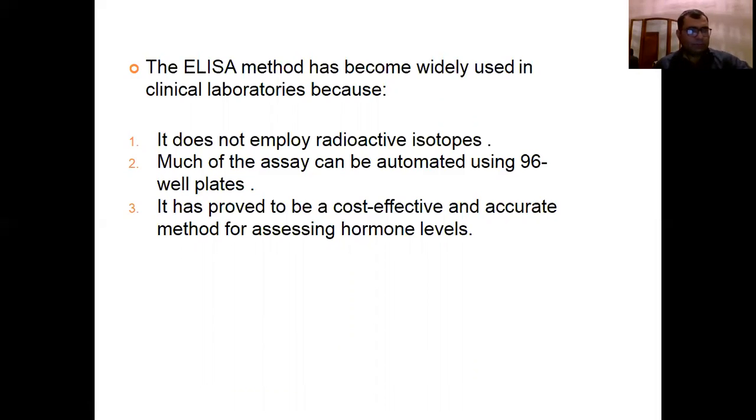This was my presentation. Now we want to summarize this presentation: what the hormone was and what we learned. We want to summarize these things.